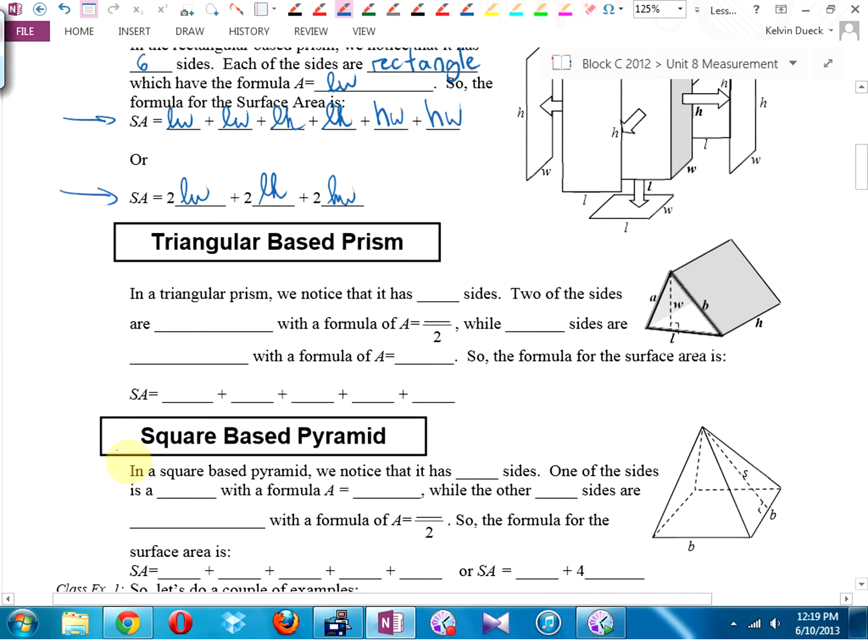What about a triangular-based prism? Well, how many sides does this shape have? 5. 1, 2 from behind, 3, 4, has 5 sides. Now, Jordan, I think what you did is you unfolded the shape in your mind. There's a fancy word for that. We call that a net. If you cut it apart and lay it all flat and visualize each side. 2 of the sides, what shape are they? Triangles, the front and back.